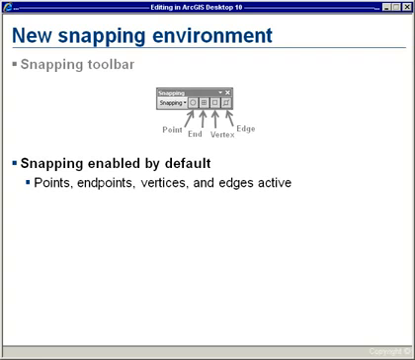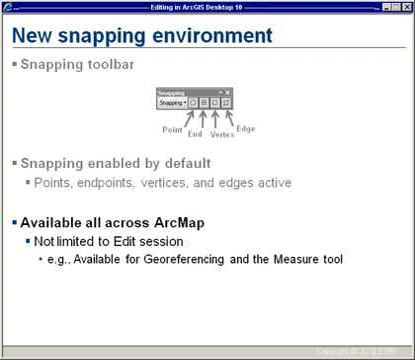Another big improvement about snapping is that it's available now all across ArcMap. That means it's not limited anymore to just an edit session. For example, let's say we're georeferencing a raster or a CAD file. We can use any of the snapping parameters that we've set on the snapping toolbar. Or if you're measuring a distance with a measure tool, all the snapping parameters are available to you there as well.